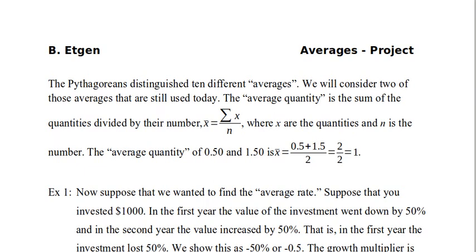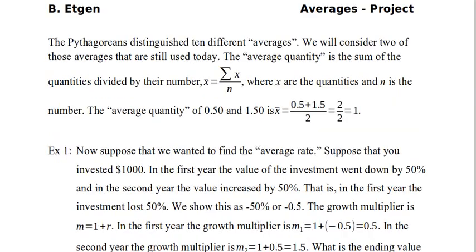So if I asked you for the average quantity of 0.5 and 1.5, you'd add them up, that would give you 2. There's 2 of them, so you'd divide by 2 and that would give you 1. Now that works fine for things that you can add up, but now let's ask a different question.